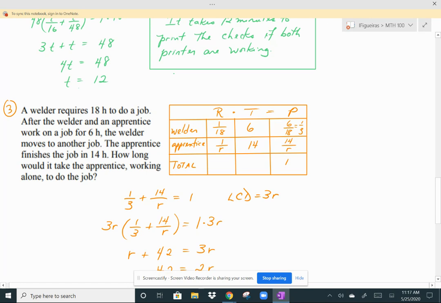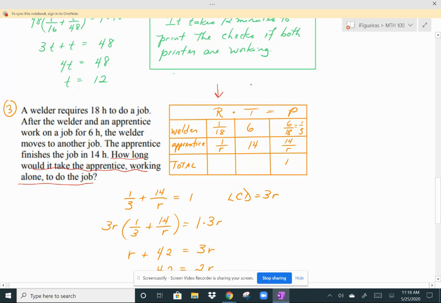So you're told that if the welder was working alone, it would take him 18 hours. So his rate is 1 over 18. You're trying to figure out how long it would take the apprentice to complete the job on his own. That's your unknown. So I'm going to call that 1 over r. Remember, your rate should always be a fraction in rate of work problems. So don't just put r or x there. You want to write 1 over r.